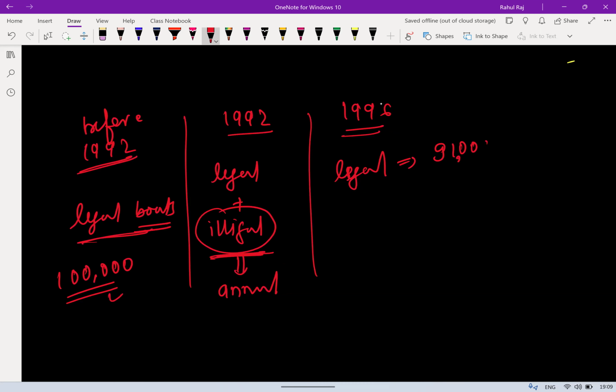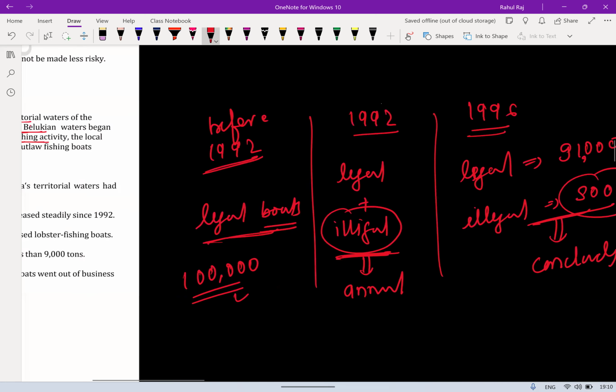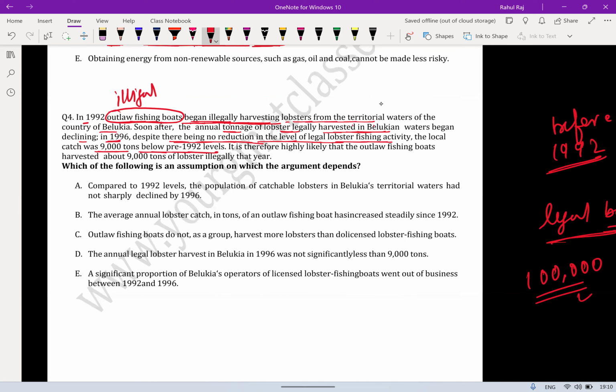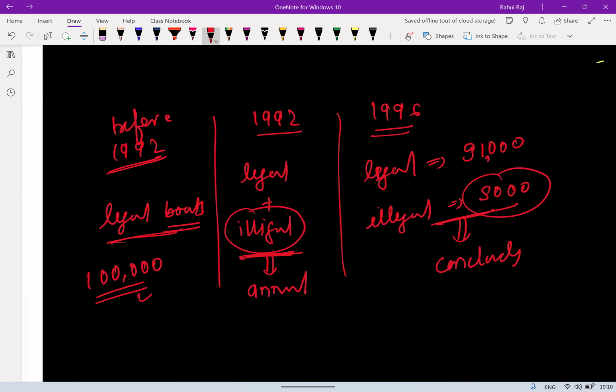Legal has become 91,000 and illegal is how much? 9,000. This is what they are concluding, that the remaining 9,000 tons were caught by illegal boats. It says in 1996, despite there being no reductions in the level of legal lobster fishing activity, the local catch was 9,000 ton below the pre-1992 level. It is therefore highly likely that outlaw fishing boats, that is illegal boats, harvested 9,000 tons of lobsters illegally that year.